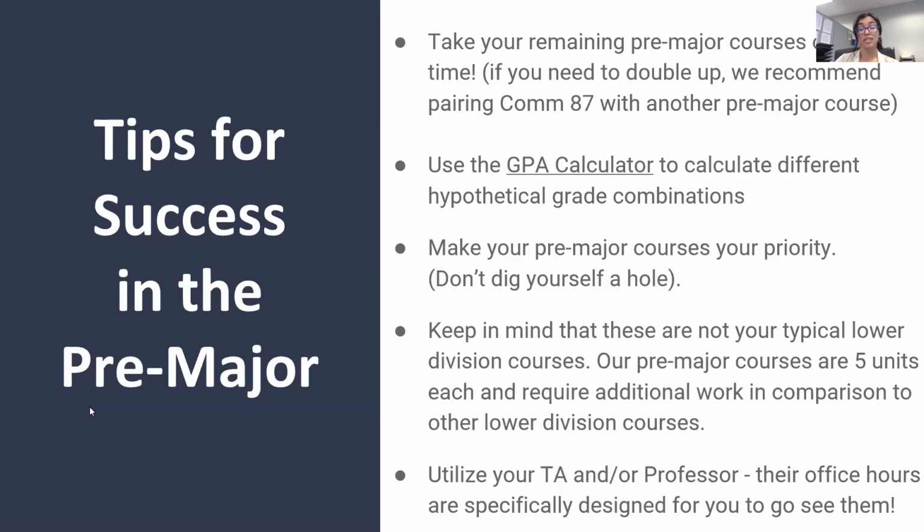Make sure to treat pre-major courses as priorities. Again, each course is 5 units, so you can definitely expect additional work and rigor as opposed to other lower division courses. It's also really important to keep in mind that although courses are being taught remotely at this time, that doesn't necessarily mean that courses will be easier, so do not underestimate any of these prerequisites. And we really want to encourage you all to attend your TAs' and professors' office hours to get additional help, clarify any questions, and really get to know them.